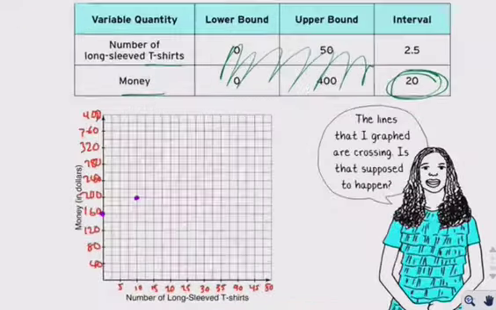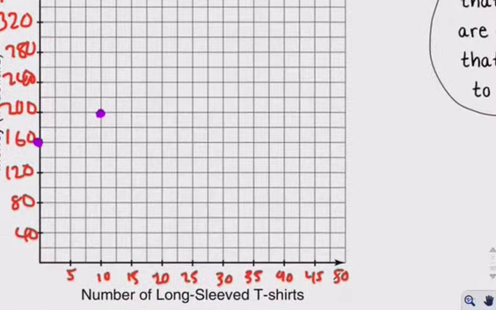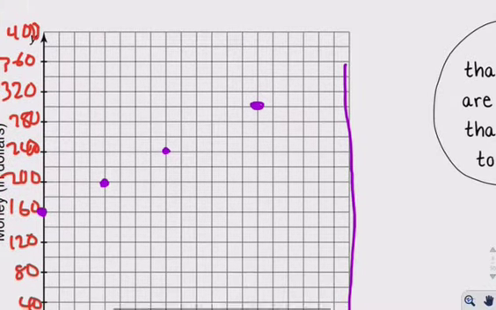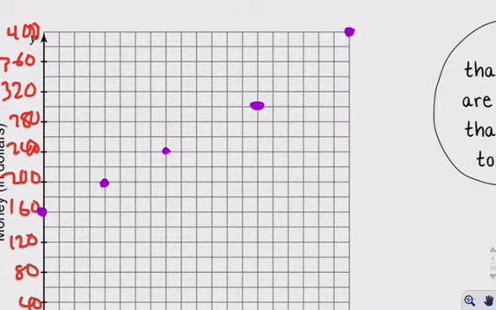And then we got 20, 240. Okay, and then 35, 300. Right there. 50 is 400, all the way up to here. Okay, so that's our line.